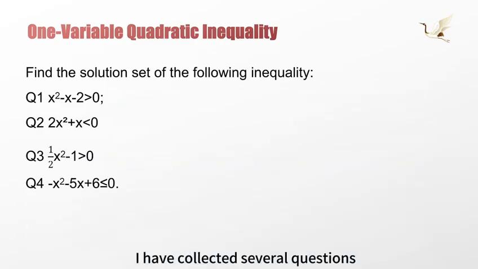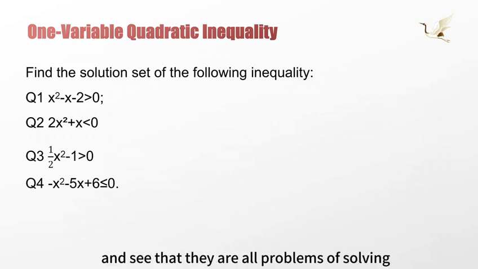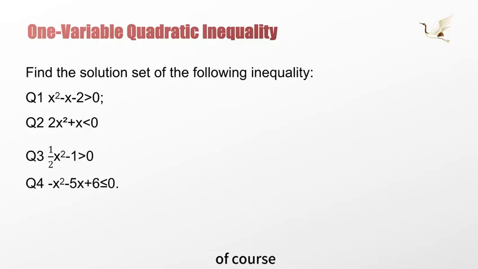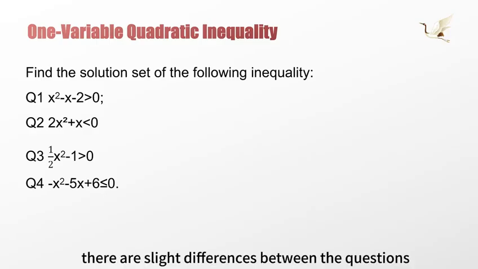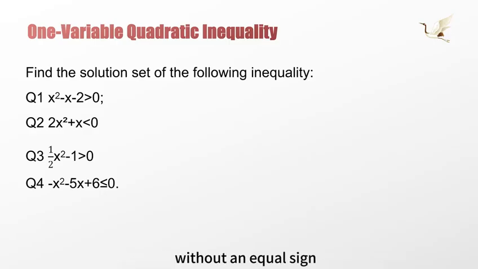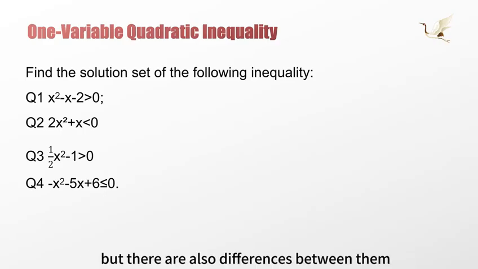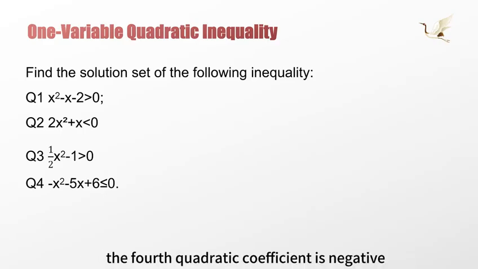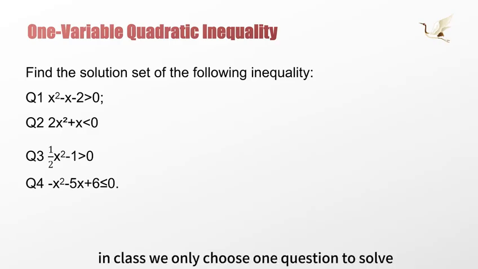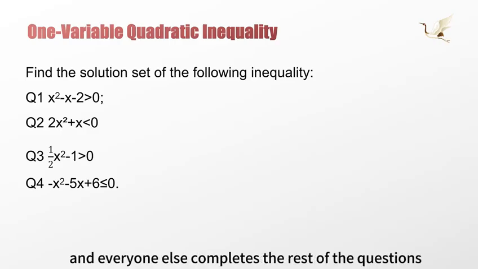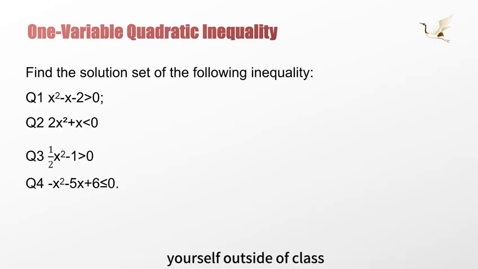I have collected several questions compiled by classmates here. Everyone can take a look and see that they are all problems of solving quadratic inequalities. Of course, there are slight differences between the questions. The first two are strict inequalities without an equal sign, while the last two are non-strict inequalities with an equal sign. The first three have positive quadratic coefficients, but the fourth quadratic coefficient is negative. In class, we only choose one question to solve, and everyone else completes the rest of the questions yourselves outside of class. Let's take a look at question 4.